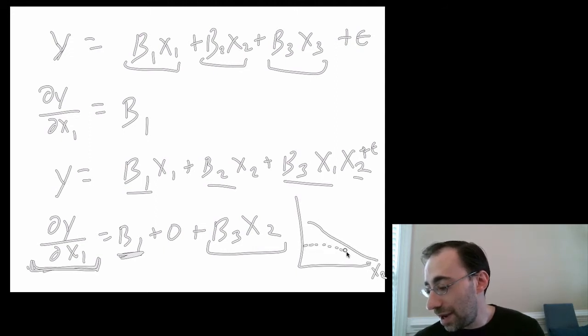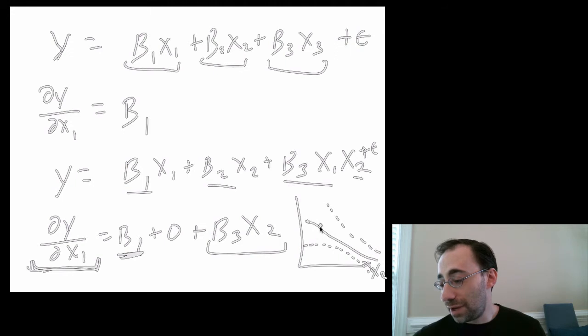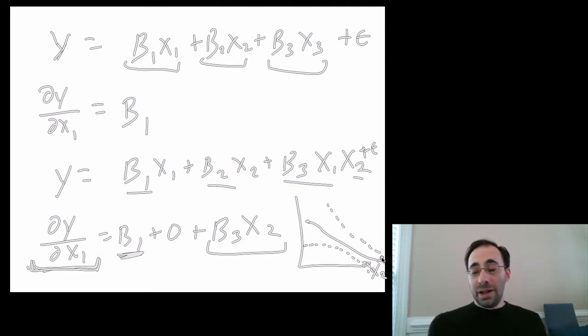And if these are the errors on this, it might be significantly different from 0 over here, but not when x2 is high. So these are what people call interaction plots, and these are ways of understanding how the marginal rate of change of an independent variable changes with values of another independent variable to help you understand when the first variable is actually having an effect.